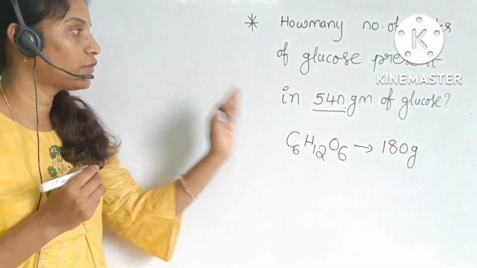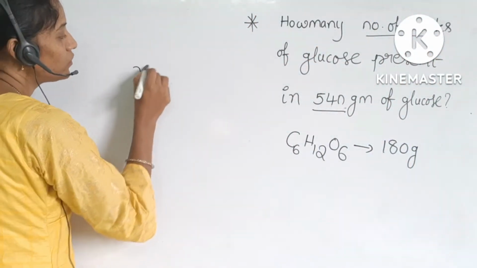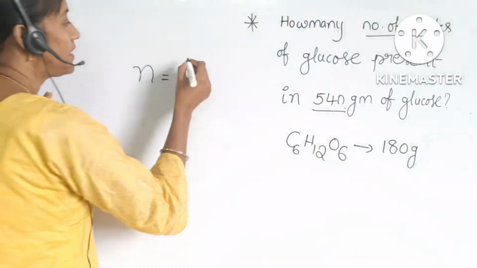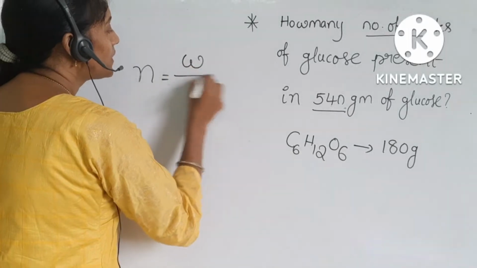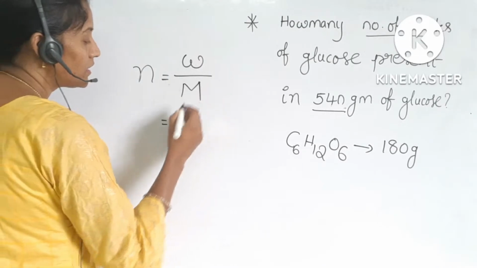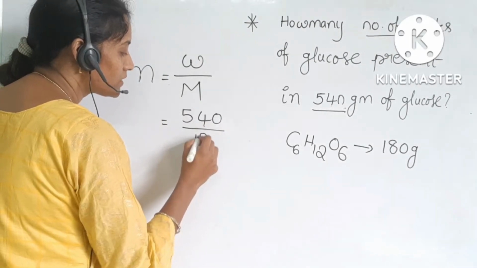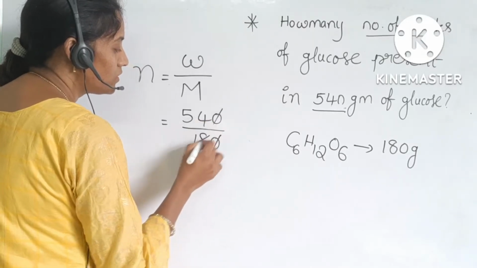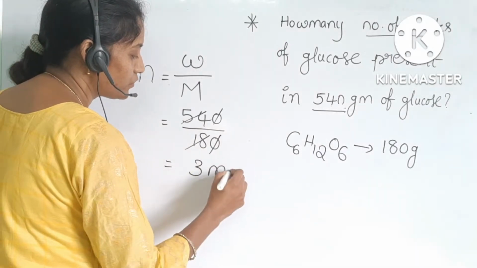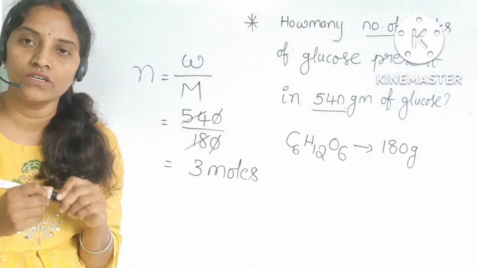Then coming to the formula, what is the formula for the number of moles? Number of moles, represented by small n, equals given weight divided by molecular mass. So what is the given weight here? Given weight is 540 grams and molecular mass is 180 grams. So this is 3 moles. 18 threes are 54. 3 moles of glucose are present in 540 grams of glucose.